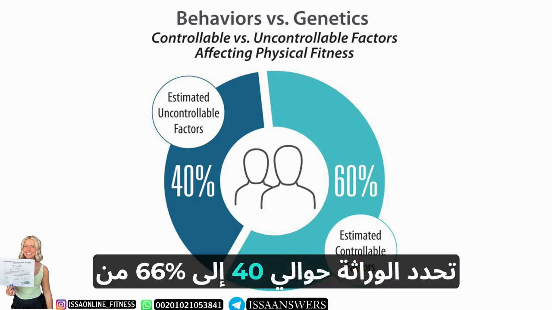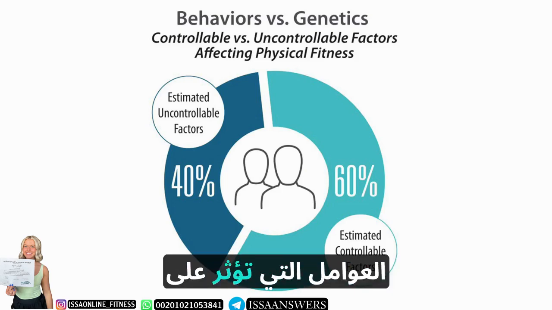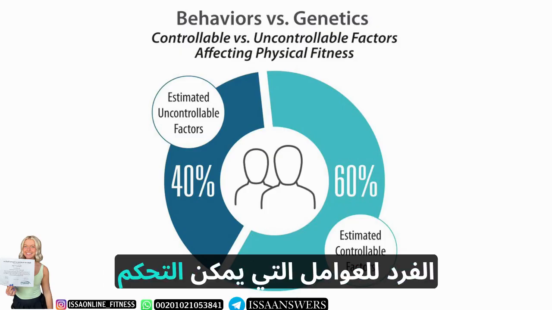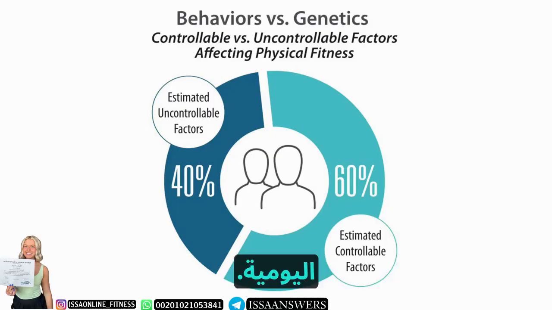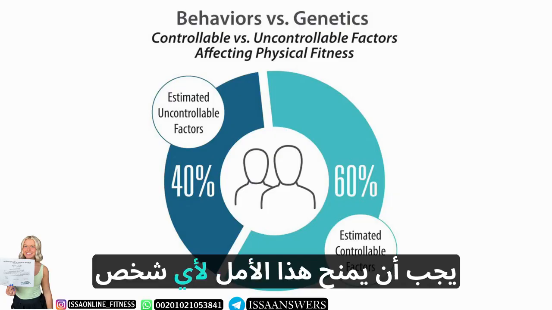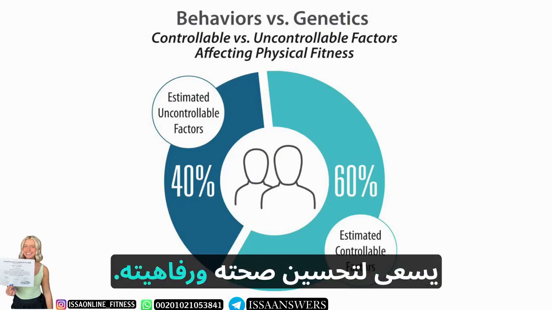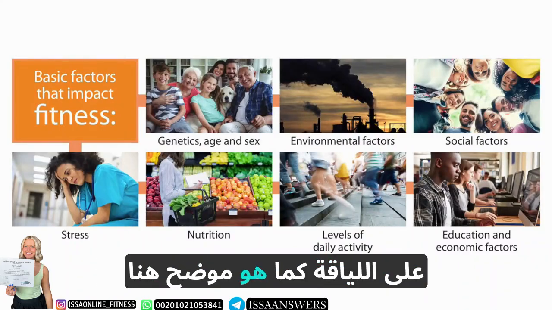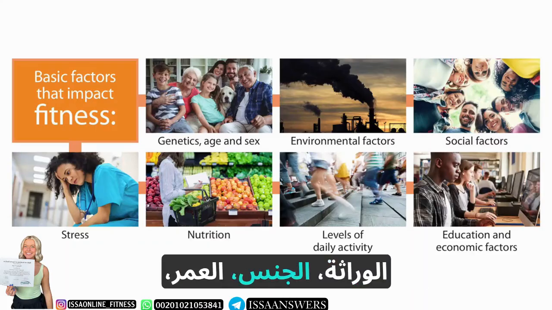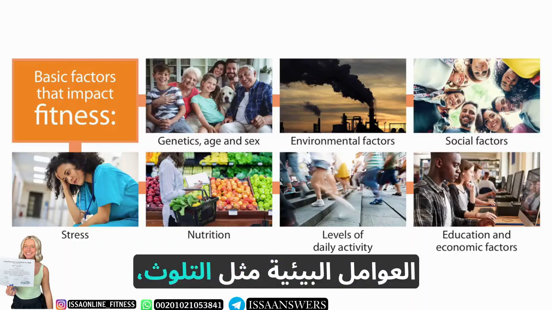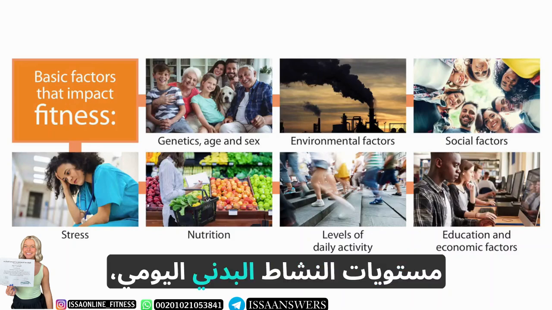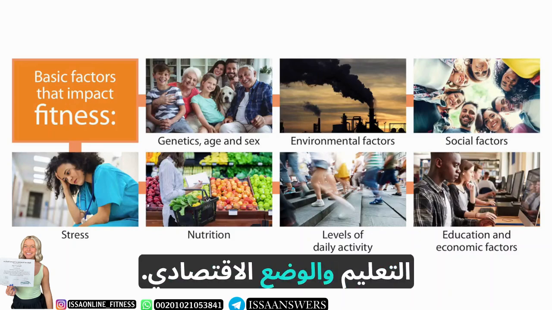Genetics dictate about 40 to 66% of factors to impact health and fitness, leaving up to 60% of one's potential to controllable factors, such as their daily habits and behaviors. This should give hope to anyone seeking to improve their health and well-being. Basic factors to impact fitness, as presented here, include genetics, sex, age, environmental factors, such as pollution, one's social circle, stress levels, nutrition, levels of daily physical activity, education, and economic status.